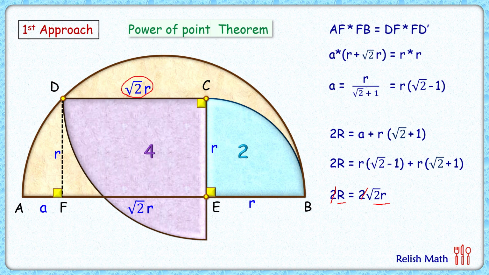So the radius of this purple quadrant and the radius of this brown semicircle are the same, and thus the area of this semicircle will be 2 times the area of this quadrant. So the area of this big semicircle is nothing but 2 times 4, or 8 centimeter square, and that's our answer. Now let's check the second approach for the same question.